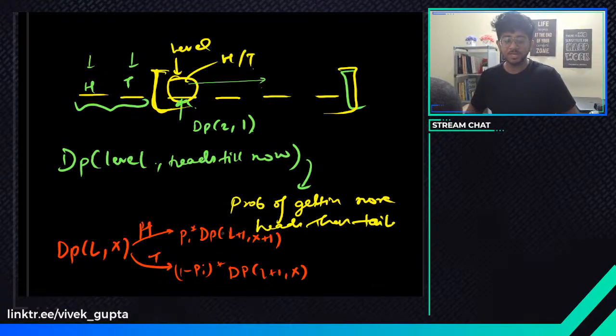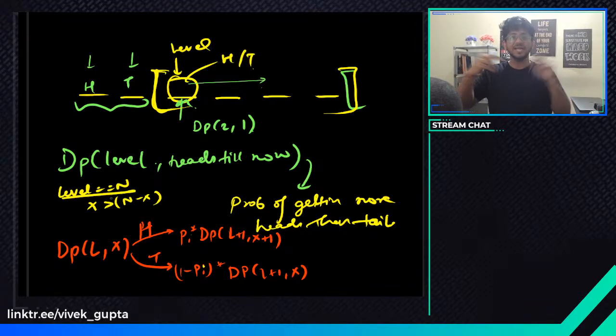If level equal to n, return 1. No, that's not correct. It's not a fair coin. Every coin has its own probability, so it is given in the problem. So it's not 0.5, and at level equal to n, we need to check if the final x is bigger than n minus x, because you had made n tosses.